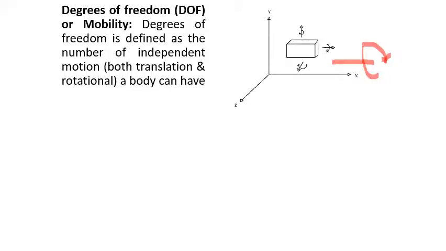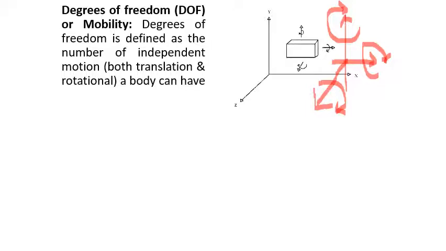Now this same cube can move upward and downward, right? This is the y-axis, that is sliding motion along the y-axis. The same body can rotate along the same axis, so that is rotation along the y-axis. The same body can move or slide along the z-axis, which is perpendicular to both the axes. So that is sliding motion along the z-axis. The same body can rotate either clockwise or anti-clockwise along the z-axis. So we can say that this body has 6 degrees of freedom: 3 translatory motions and 3 rotational motions.